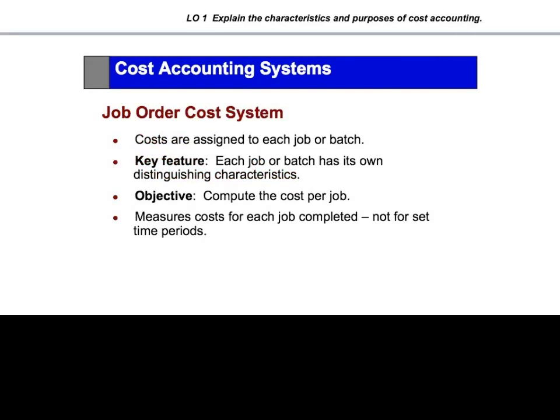The job order cost system assigns cost to each job. Each job is different. It has different characteristics. A job could be the production of one desk of a certain size, or a batch of desks of a certain size. Each one of those jobs requires a certain amount of material and a certain amount of labor, and it's different from the next job. The next job would be another desk but a different size. So our objective here is to compute the cost of each job.